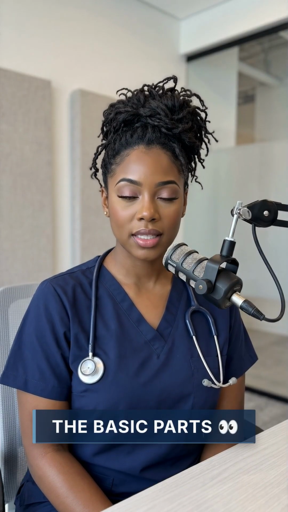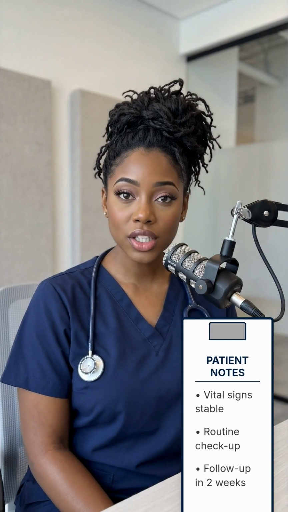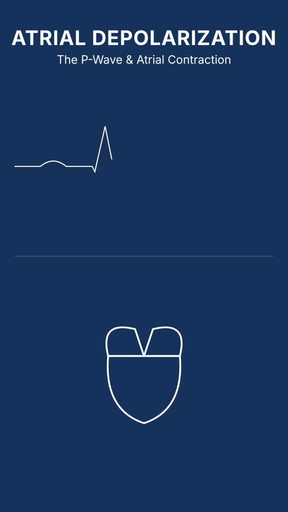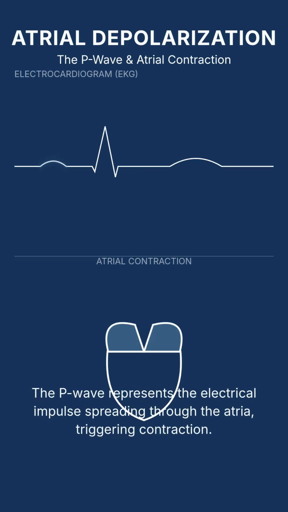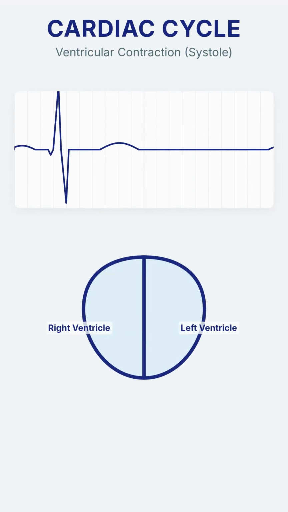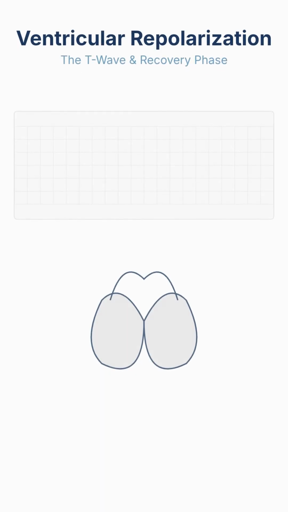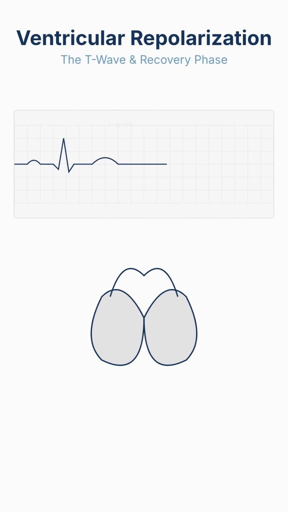The basic parts, this is your foundation. Now let's break down the main parts you need to know. It all starts with the foundation of the heart's rhythm. The P wave represents atrial contraction. Think of it as the initial push of the heart. QRS complex, ventricular contraction. This is the main squeeze of the heart. The T wave shows ventricular recovery as the heart resets for the next beat. That's it. Simple as that.